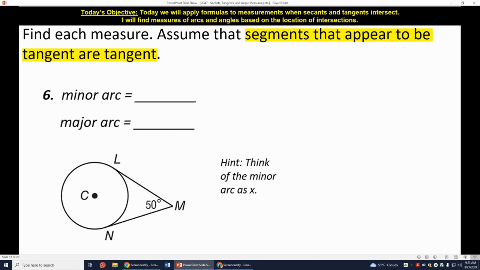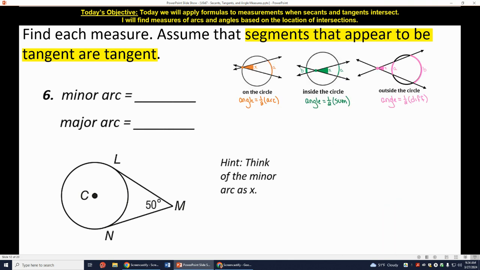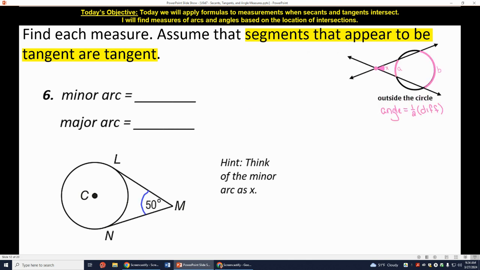Let's do another example. We're going to be trying to find the minor arc and the major arc in this figure. And I can see I have two tangents in this figure. When I look at this picture, the angle that I've been given, the 50-degree angle, is it on the circle, inside the circle, or outside the circle? That angle is outside the circle. So I'm going to be using angle equals 1/2 the difference.